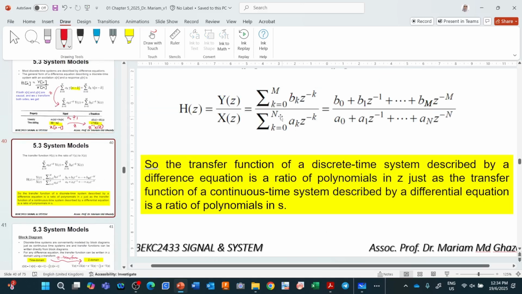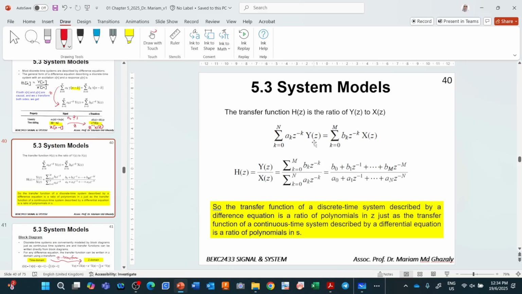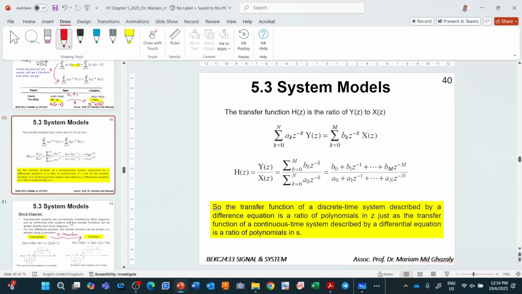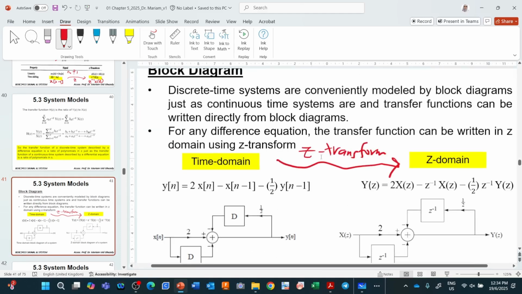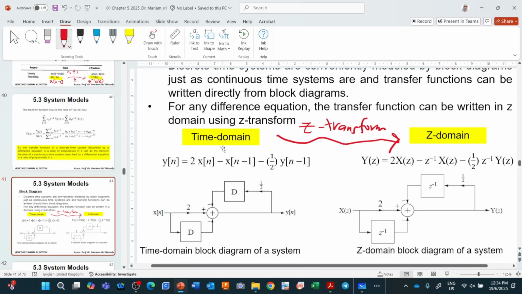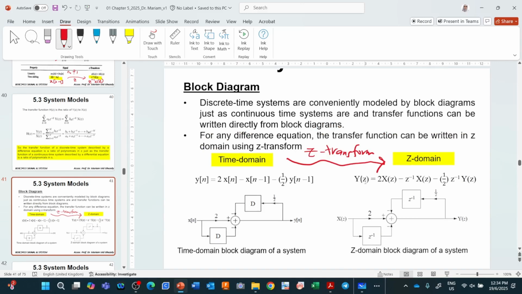Based on this, we are going to apply it to system models. If you look at this slide, it shows the equation in time domain, y[n] equal to 2x[n] minus and so on. You can convert it into the Z domain, basically using the Z transform table to directly convert it. From both of these, you can also draw out the block diagram.